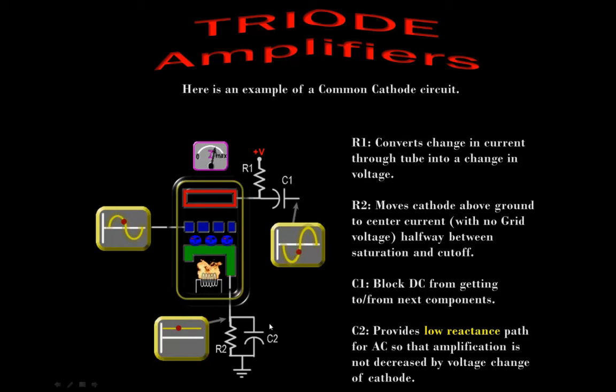We have C2. Again, C2 is there because with R2 and not C2, we have a reduction in amplification. When we add C2, it becomes a low reactance path for the change in current, so that there's no change in voltage across the cathode as we change the voltage of the control grid. So there you have a typical common cathode circuit.